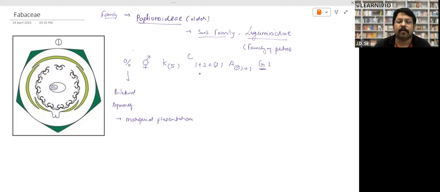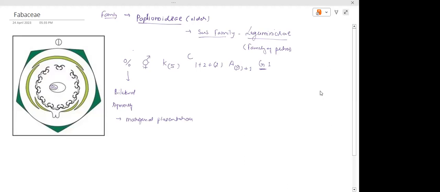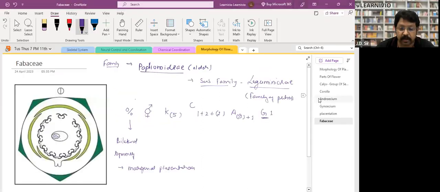Now, what kind of estivation is this? I explained it to you in the last class. What will be the estivation for this? Come on, I have told you. Standard, wings and keel. Come on, guys. Vexillary. Yes, very good. Vexillary estivation.